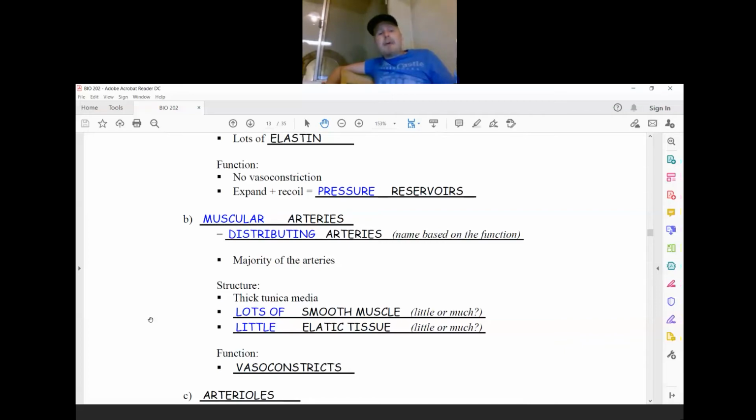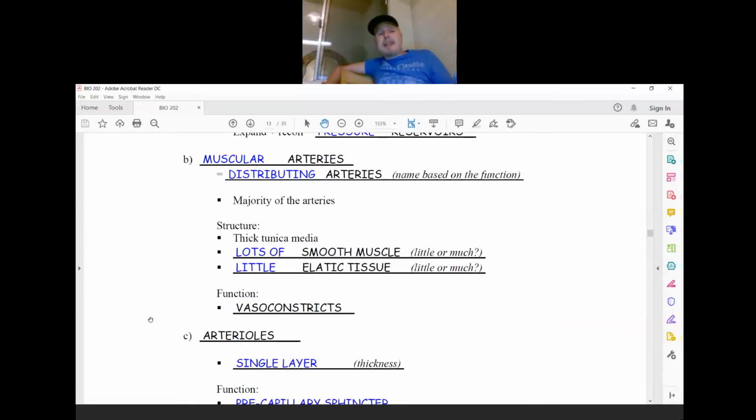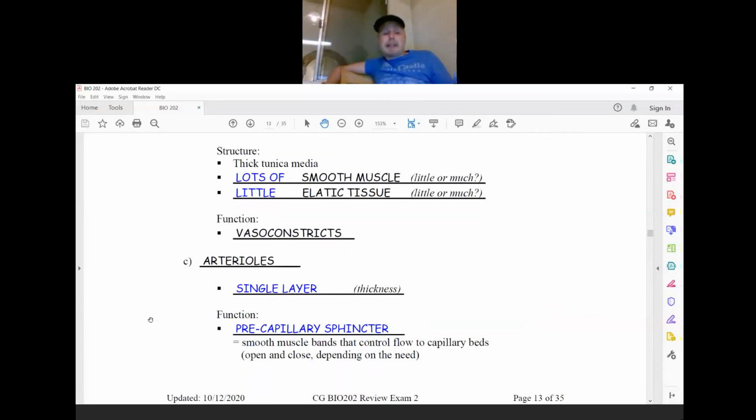And the last type of arteries that I've listed here, which I think I could have listed as a separate group, is our arterioles. You remember these were just smaller versions of arteries. So single layer of thickness in terms of the number of cells that we end up finding there. And really the big thing to note about arterioles was the capillary sphincters that we found on these.